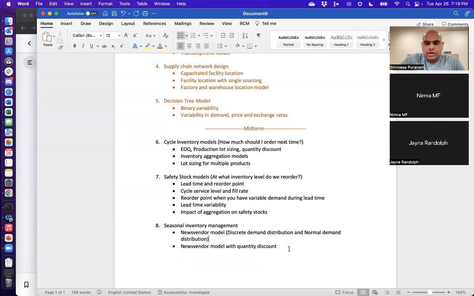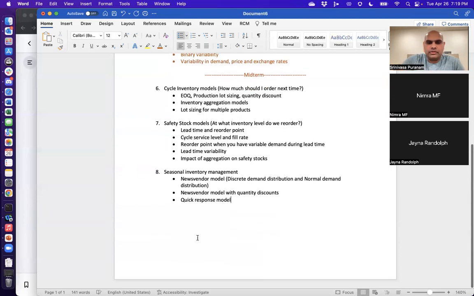Then we looked at the news vendor model with quantity discounts, right? And then we looked at a need for speed. So this is a quick response, where instead of making a single order, you make 2 orders in a season. So quick response model. We did not do the other models in chapter 13. We did not do postponement, which is also an interesting model, but we did not cover that. So I'm not going to make that part of the final exam.